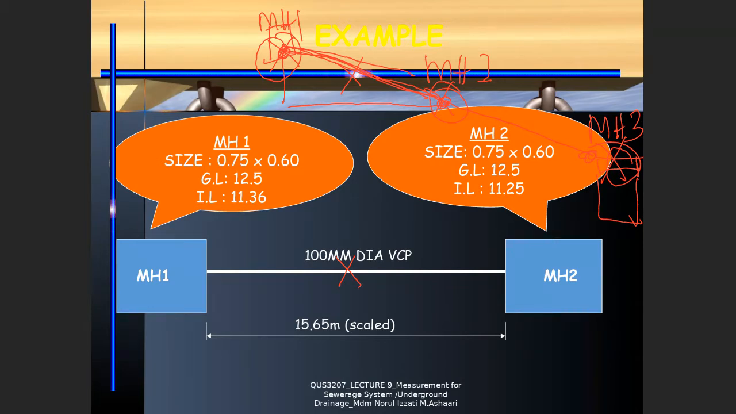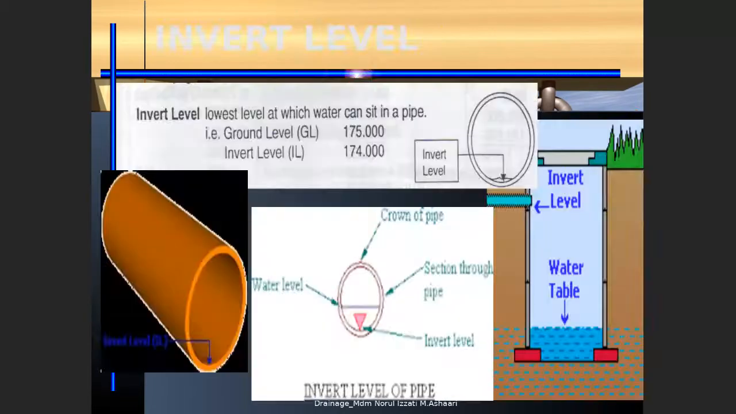Okay, so before we go to the preparation of the schedule, I would like you to take note of the understanding of the terminology, where is invert level, where is ground level. Always remember, if you cannot imagine how the ground level is, just imagine that you are standing on the ground, so that is ground level. Okay, invert level is deeper beside the ground or the subsoil, where this is the invert level, the lowest point where the water can sit.